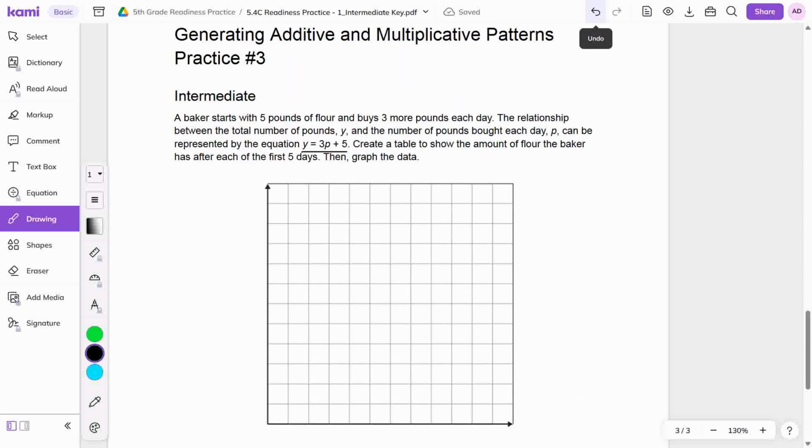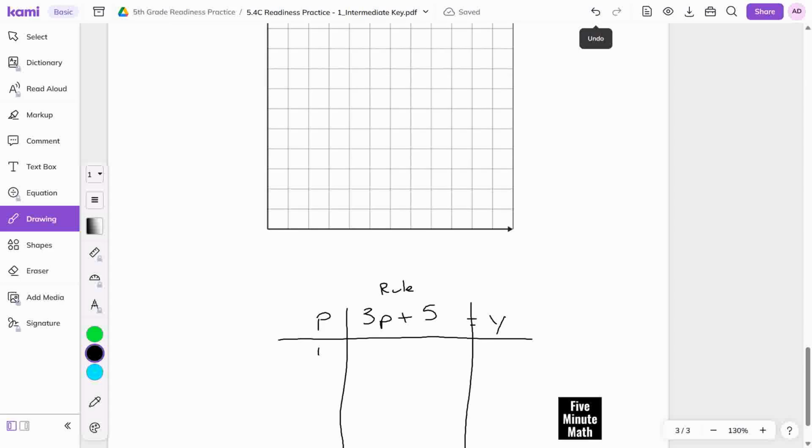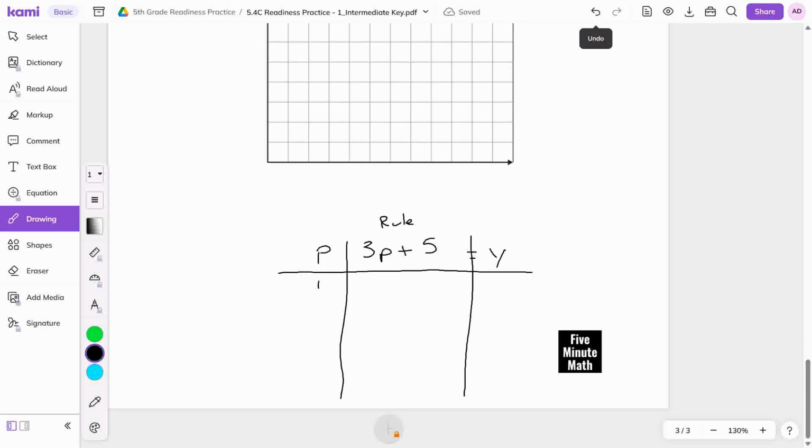And so what we need to do is create a table. We get to choose the data after each of the first 5 days. So let's do each day p is going to be 1, 2, 3, 4, 5. Now we take the day, we multiply it by 3. So we're going to take 3 by 1, but then we have to add that 5 that he started with. So 3 times 1 is 3. Add the 5. That's going to give me 8.